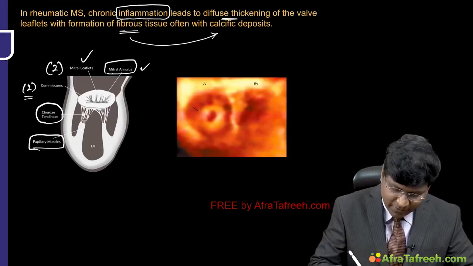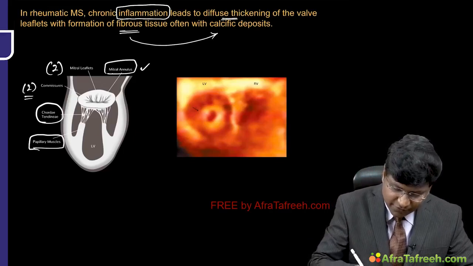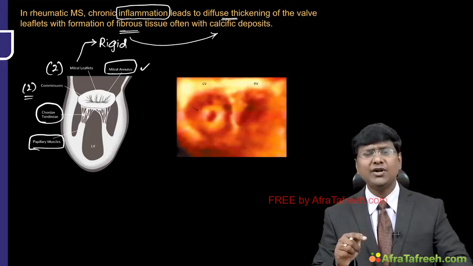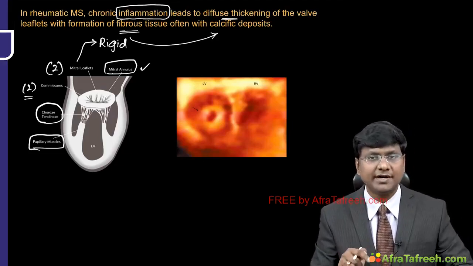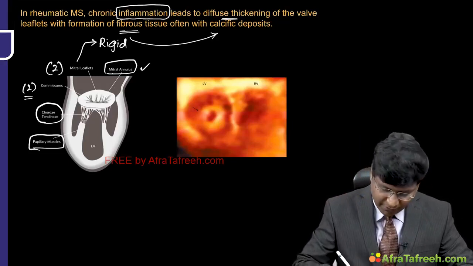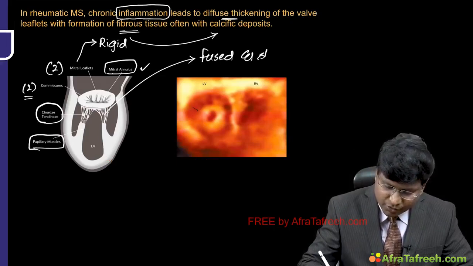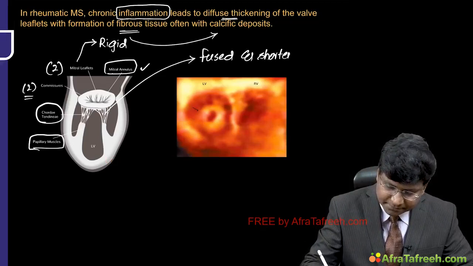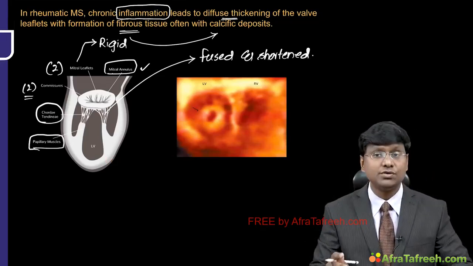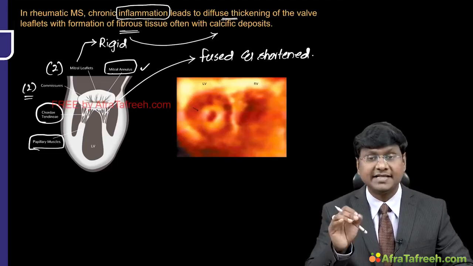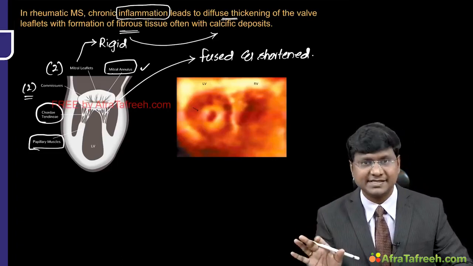So how will the mitral valve leaflets be in case of rheumatic fever? They will be thick and rigid. And not only the leaflets, even the chordae tendineae get affected. These chordae tendineae get fused and they are also shortened. And the leaflets become rigid in consistency.